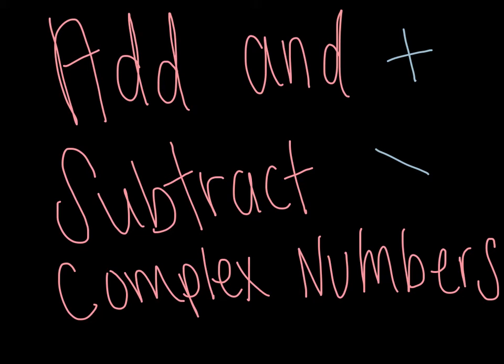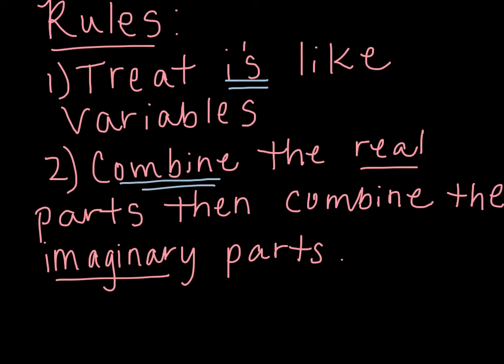Today we're going to be adding and subtracting complex numbers. The rules for complex numbers is we must treat the i's like variables. Next, we will combine the real parts and then combine the imaginary parts.